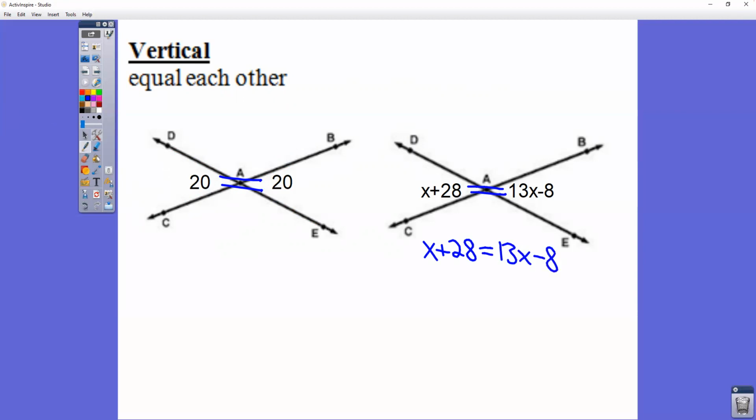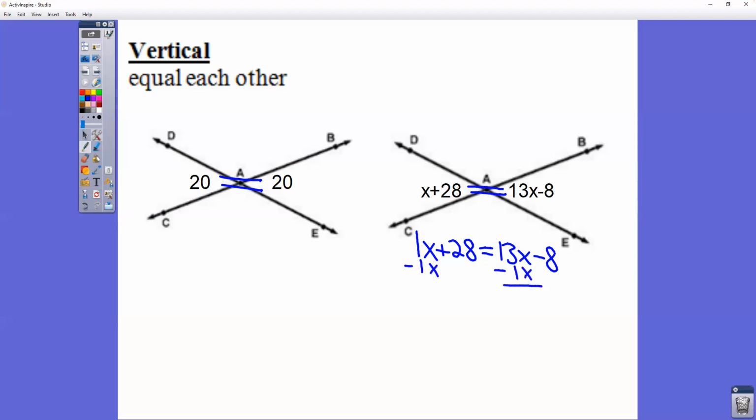So x plus 28 equals 13x minus 8. That's the nice little thing with vertical angles. It helps you set up your equation just by putting that equal sign right in the middle. Now, in this one, we have letters on both sides of the equal sign. Anytime that you have a letter all by itself, there's really a 1 in front of it. We need to get all the letters onto one side first.